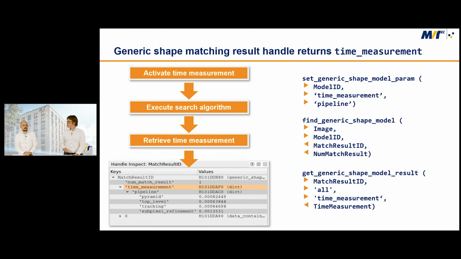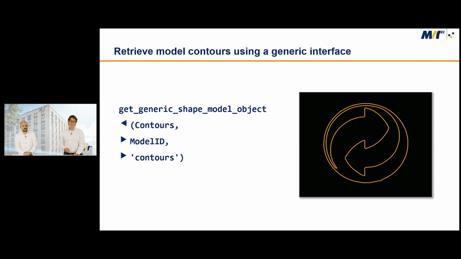Another feature which was currently missing from the generic shape matching operator interface is to retrieve a contour representing your created model. This is now available for the bottommost image pyramid. You do this by calling getGenericShapeModelObject and get yourself the contours.